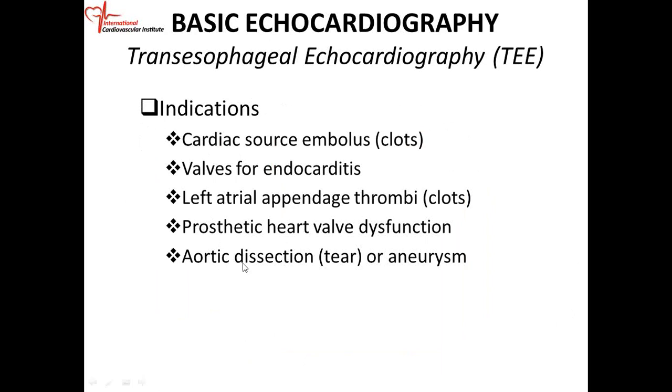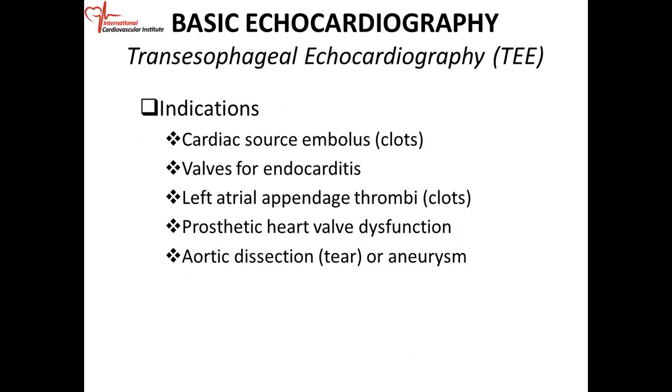Aortic dissection. So aortic dissection is when there's a rip, a tear in the wall of the aorta, and it can start anywhere. But if it starts proximal, close to the valve, it can go up to the ascending aorta, the arch of the aorta, and the descending aorta.